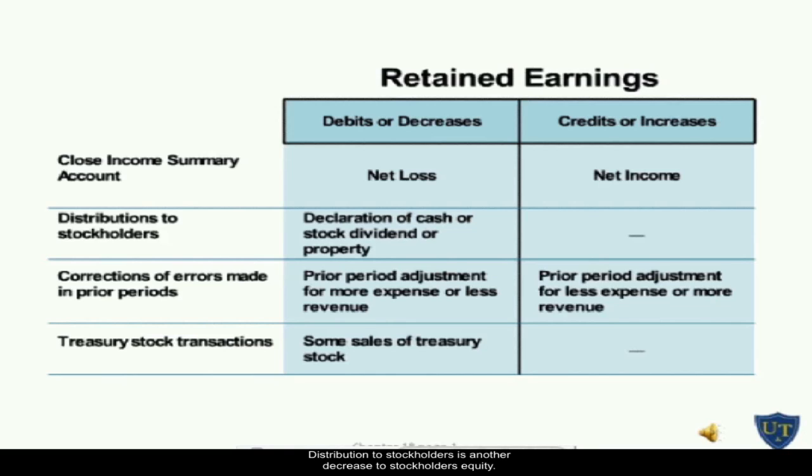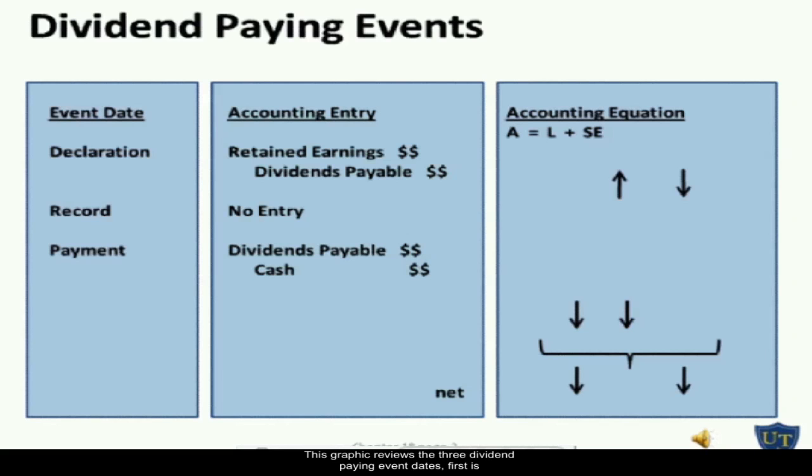Distributions to stockholders are another decrease to stockholders' equity. A transaction that we'll talk about in a subsequent chapter is correction of errors. Those can increase or decrease retained earnings, and some of the treasury stock transactions that we just covered can decrease retained earnings. This graphic reviews the three dividend-paying event dates.